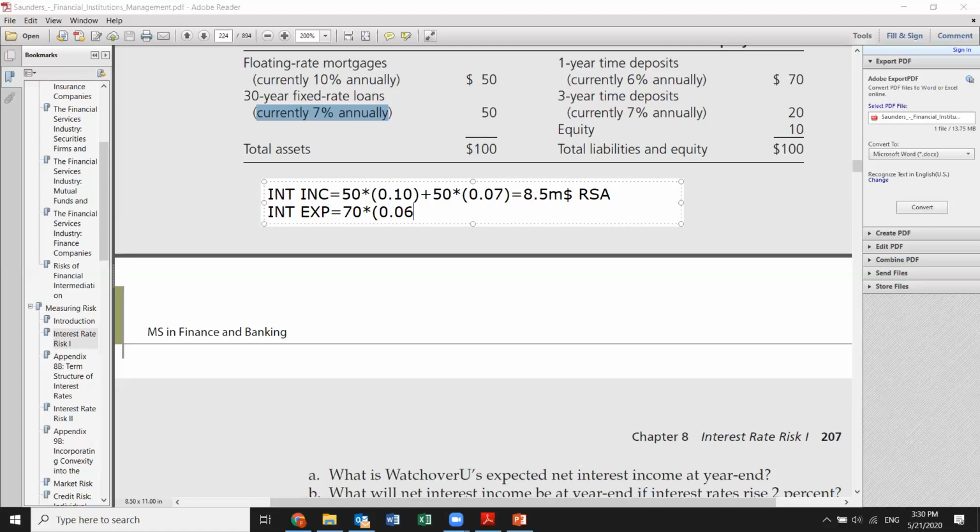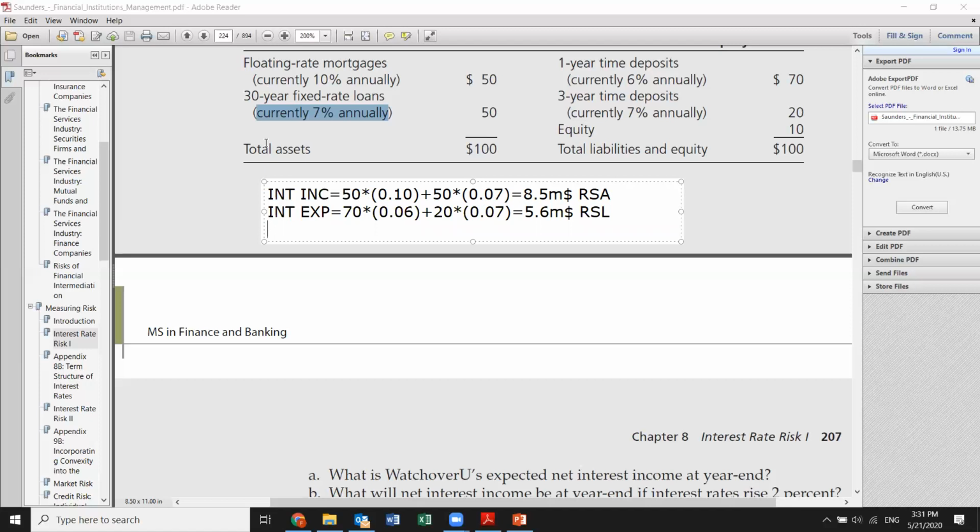0.06 and plus 20 times 0.07. And if you calculate it, 4.2, and this is 1.4 in total. 5.6 million, 5.6 million of dollars. We have it on rate sensitive liability.